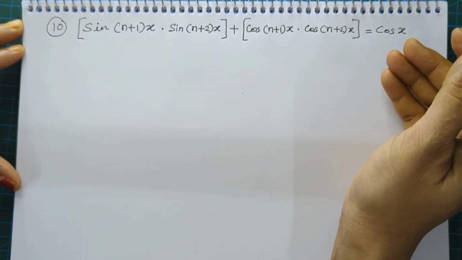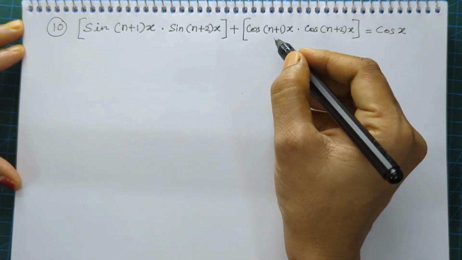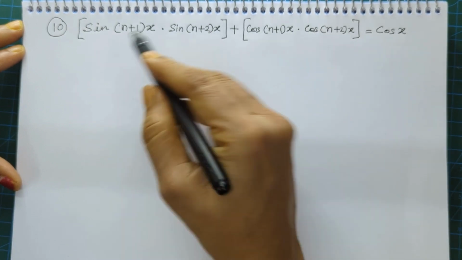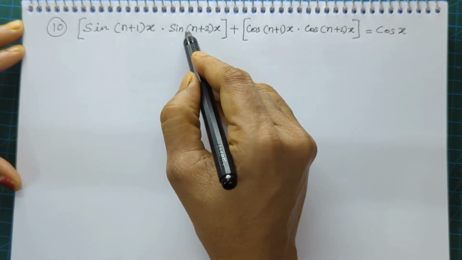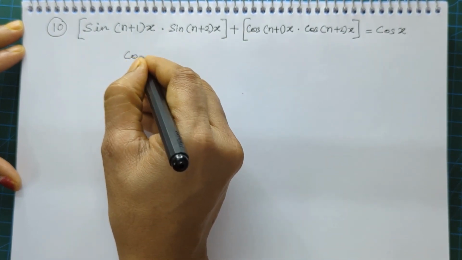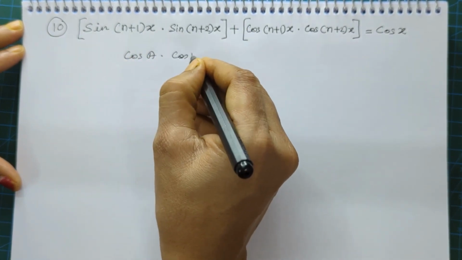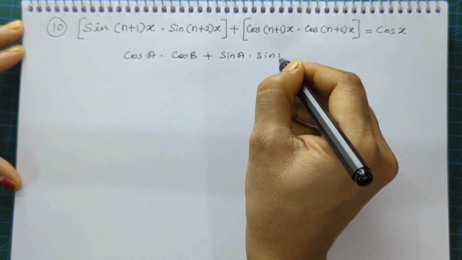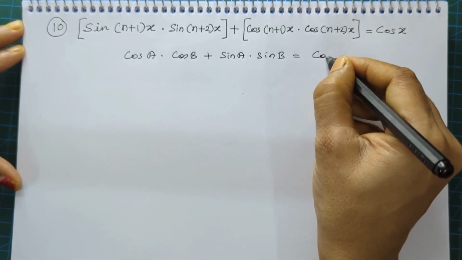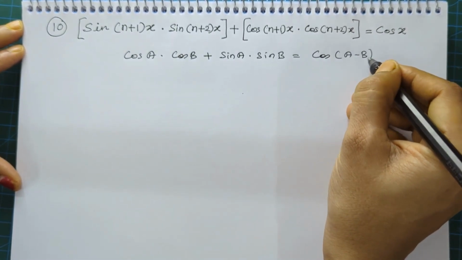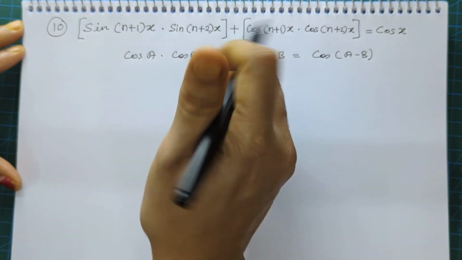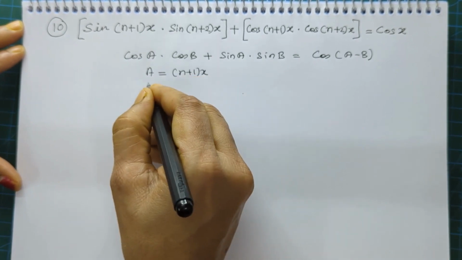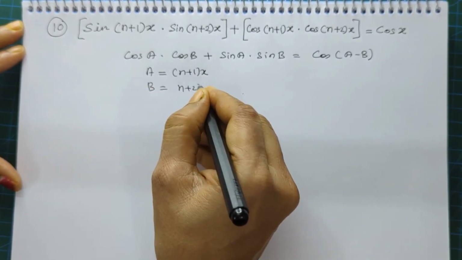Which trigonometric identity is this resembling? This is very much like cos A cos B plus sin A sin B. Cos A cos B plus sin A sin B is cos(A − B). So comparing this with the left hand side, A is (n+1)x and B is (n+2)x.